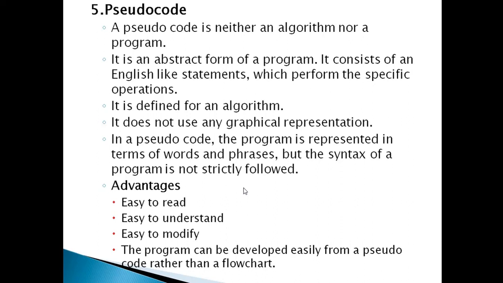And it does not use any graphical representation. So in pseudocode, we will not use any graphical representations. We use English-like statements. In a pseudocode, the program is represented in terms of words and phrases. But the syntax of a program is not strictly followed. There is no syntax for the pseudocode. A program has what we call a syntax, whereas pseudocode does not have any syntax. It just has English statements, phrases or words.